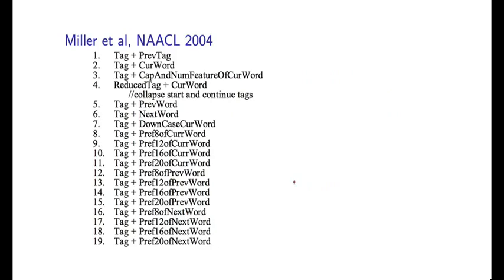So the key idea in this work was to use the Brown cluster information to significantly reduce the number of labeled examples required to build a named entity classifier.